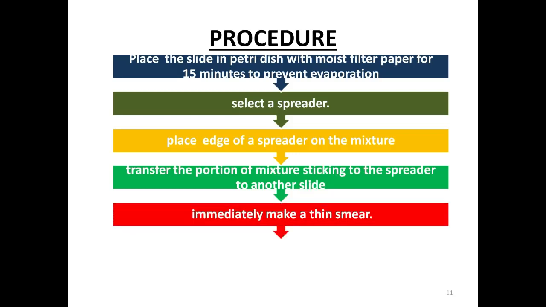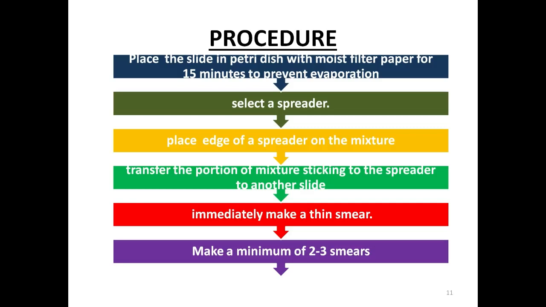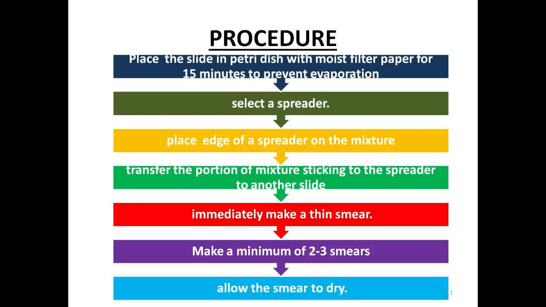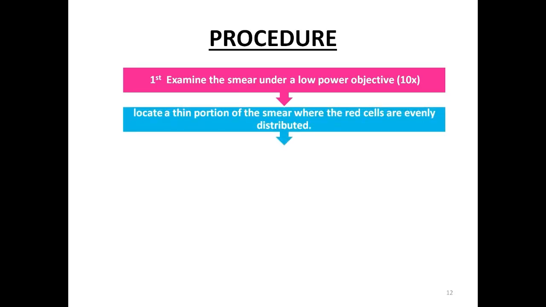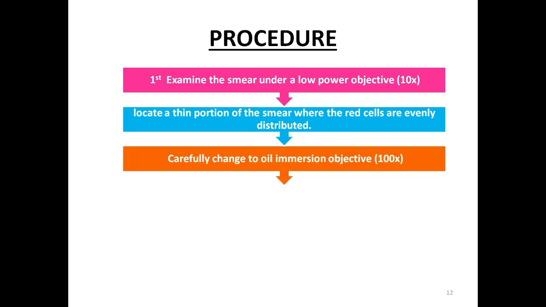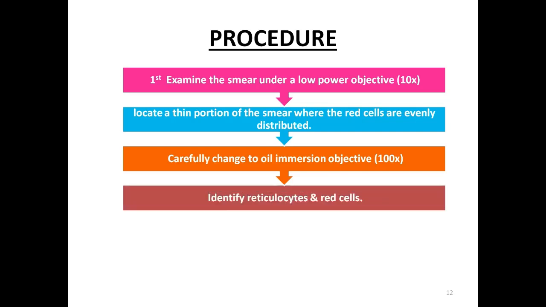Immediately make a thin smear. In this way you can do it 2 to 3 times, making 2 to 3 smears. Minimum 2 to 3 thin smears you can make, and then you have to allow the smear to dry. Then examine it under 10x and find out the thin portion of the smear where red cells are evenly distributed, and then you place an oil drop on that and see in 100x, and you can identify the reticulocytes and red cells.